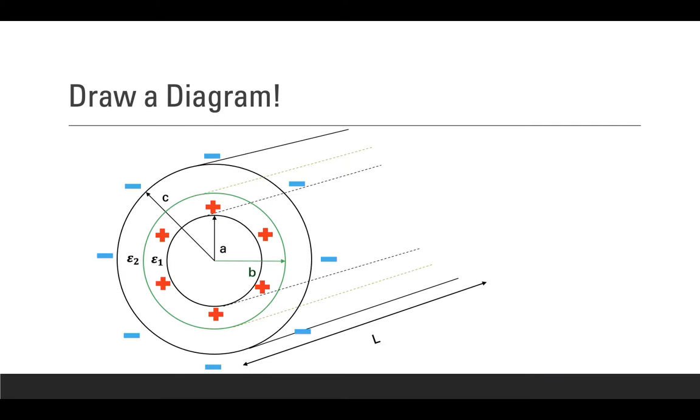The first step in solving for the capacitance of any given configuration is to draw a helpful diagram. In the question, we are given that a coaxial cable of inner radius A and outer radius C has a dielectric boundary at a radius of B that runs along the entire length of the cable, as shown. The inner plate has a positive charge, while the outer plate has a negative surface charge.